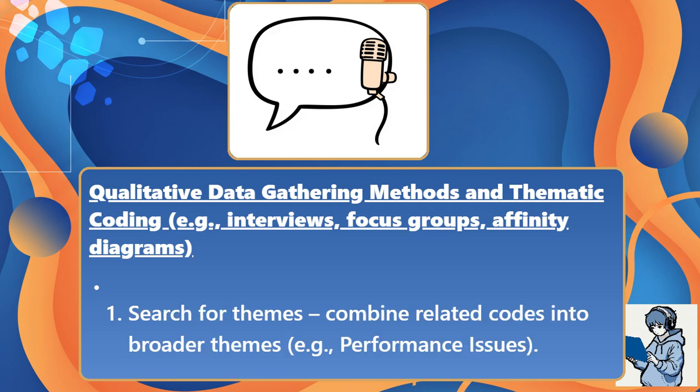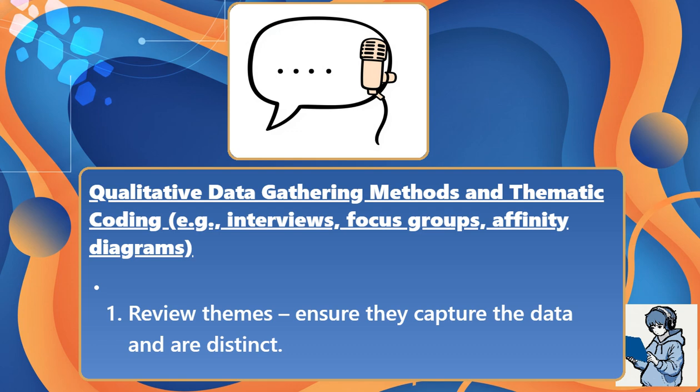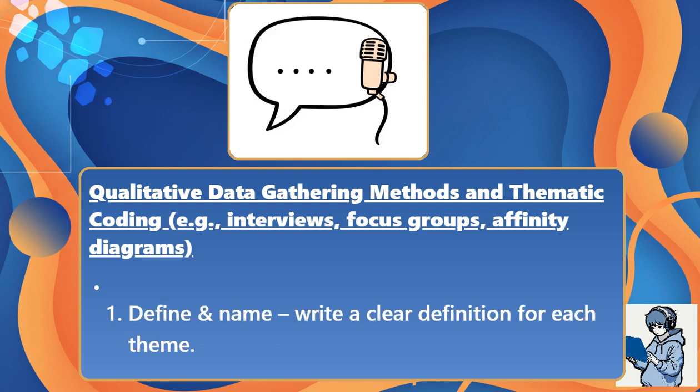Step 4: Search for themes, combine related codes into broader themes, for example, performance issues. Step 5: Review themes, ensure they capture the data and are distinct. Step 6: Define and name, write a clear definition for each theme.